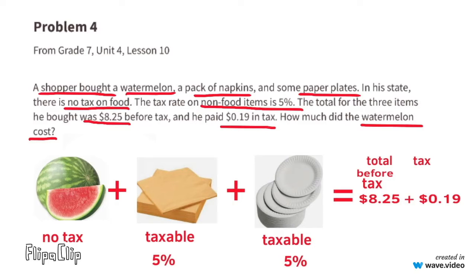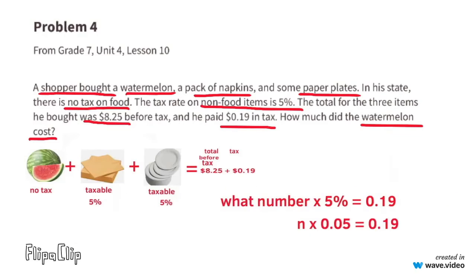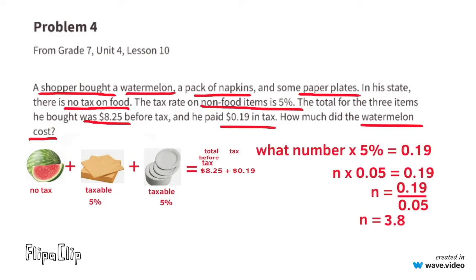That 19 cents represents the 5% total tax on the napkins and the paper plates. We can find the total price of the napkins and the paper plates by asking this question. What number times 5% equals 0.19? The equation is n times 0.05 equals 0.19, because 5% as a decimal is 0.05. Next, we solve for n by dividing both sides by 0.05, and n equals 3.8. That means the total price for the napkins and the paper plates is $3.80.